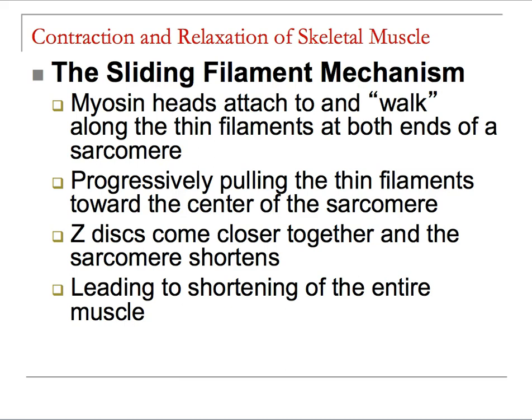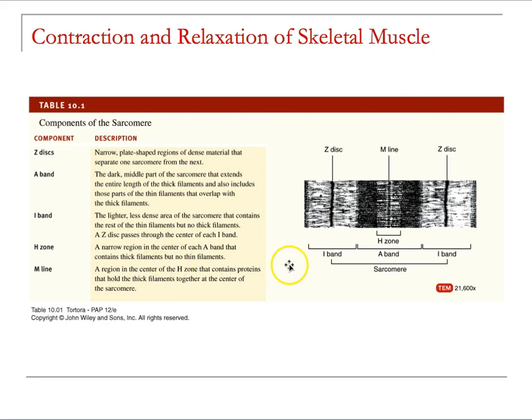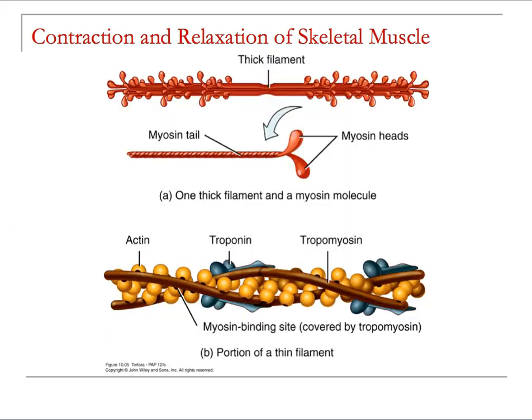So let's go here. Here are the components, right? Here is our Z disc to Z disc, and there's that M line, and there's that H zone. And you can see it's all written out for you here inside table 10.1. But to get an understanding of how it works, take a look at this cartoon.